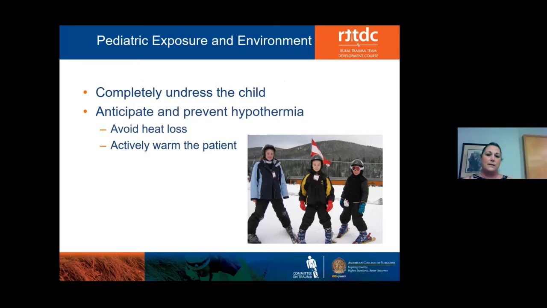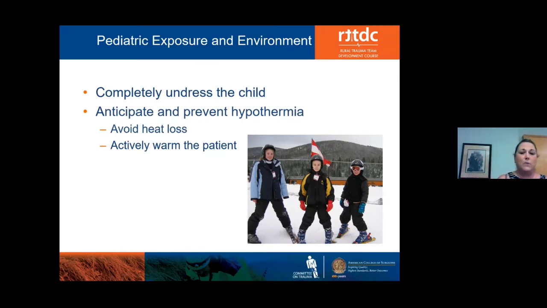making sure that the room is heated up adequately, and we're anticipating and preventing hypothermia. So some of the ways that we can do that, especially at this time of the year, is to make sure that we avoid heat loss. These kids have a big head, so making sure that they keep a hat on their head when they go outside, covering up all their uncovered skin, so making sure that they wear mittens, and also avoiding getting wet.